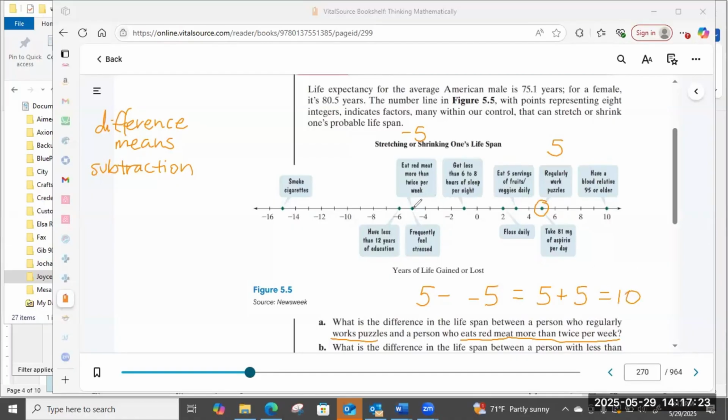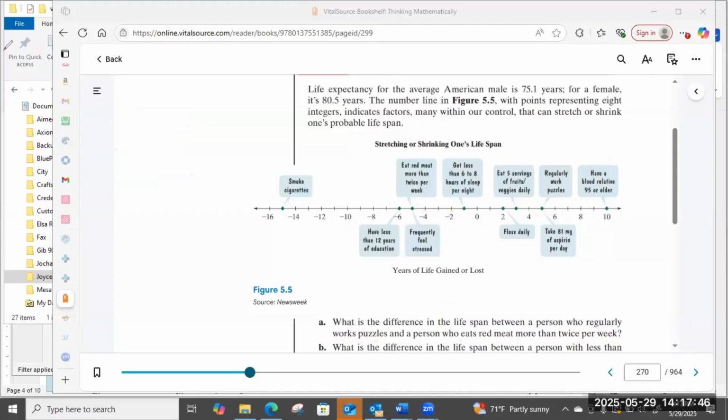And if we count that difference, 1, 2, 3, 4, 5, 6, 7, 8, 9, 10. Sure enough, there's 10 units between those 2 points on the number line. It's another reason why I like to check my work, because then I notice little mistakes like that I make.